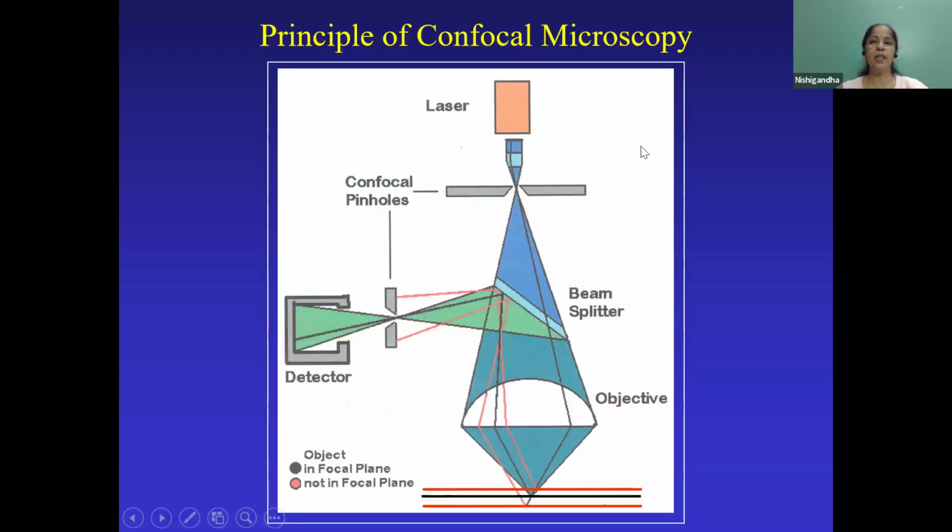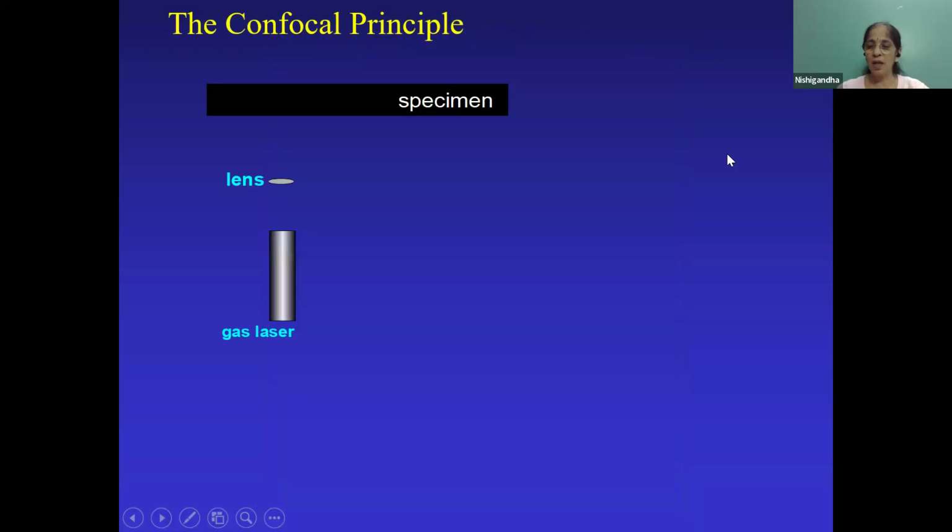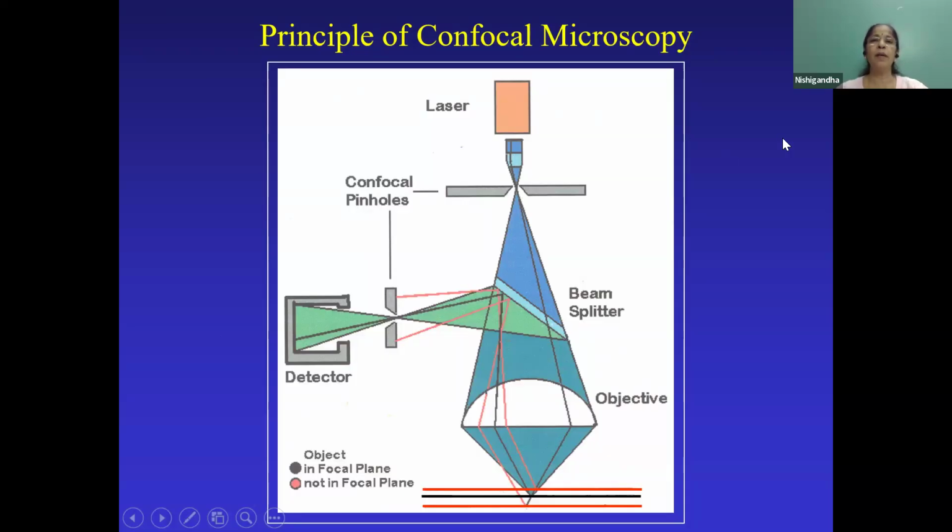Now, how is this resolution increased? Let's understand the principle of confocal microscopy. In confocal microscopy, as the name suggests, laser is the source of illumination. Laser light is passed through a confocal pinhole to the object. However, in the path there is a beam splitter, which is nothing but a dichroic mirror, the way we saw in the fluorescence microscope. It allows certain light to pass through and certain light is reflected. So the light of interest that passes through the beam splitter is collected by the objective and focused on the object.